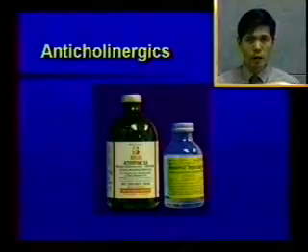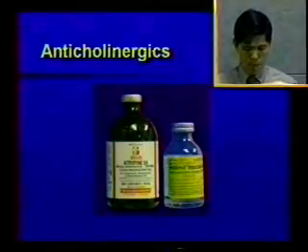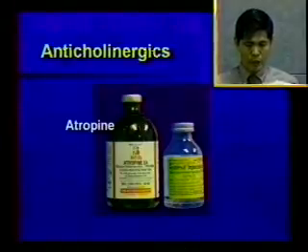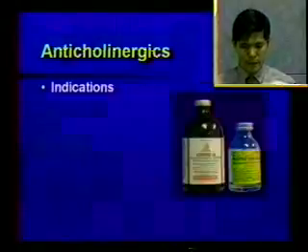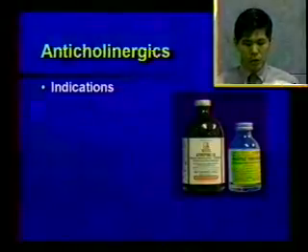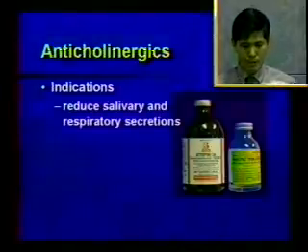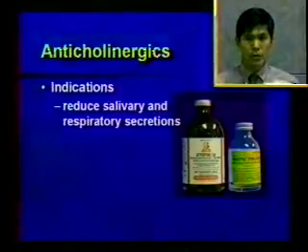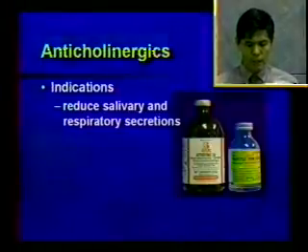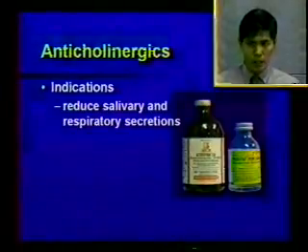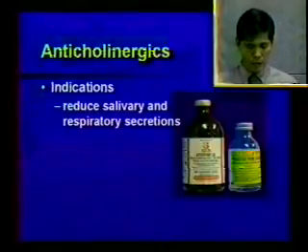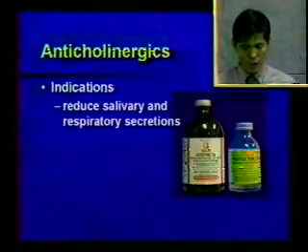Now let's talk about anticholinergics. The two main anticholinergics available to us are atropine and glycopyrrolate. What are the indications of anticholinergics? Anticholinergics will reduce salivation as well as respiratory secretions. So again, these are good agents for patients that salivate a lot. Again, I'd like to mention the bulldog because this dog salivates a lot prior to anesthesia.